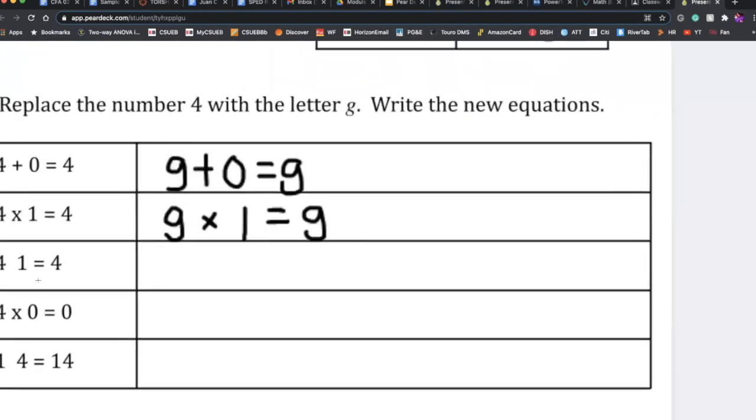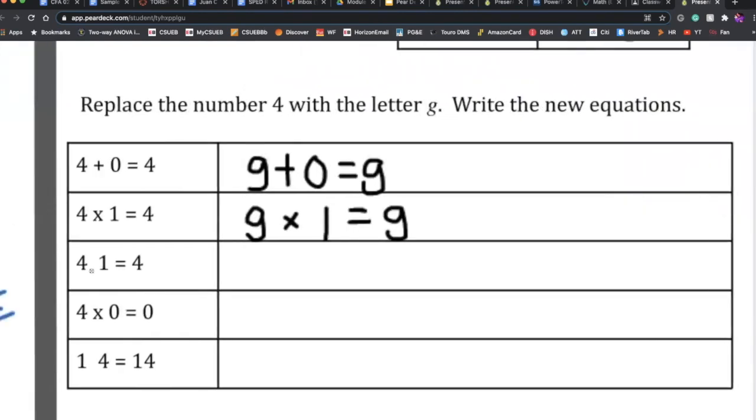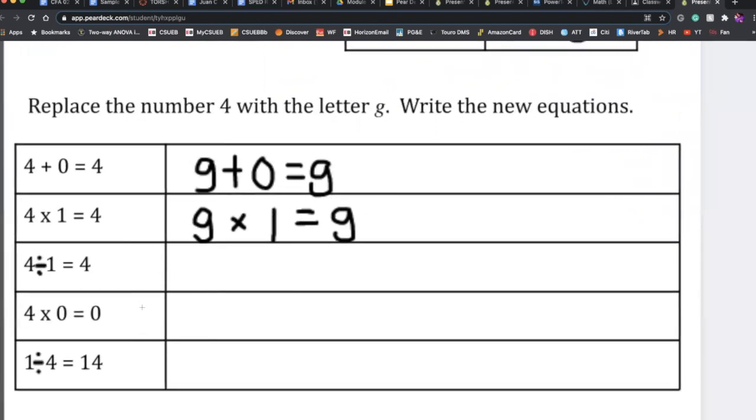Here on this next one, I'm going to put a division symbol in between. Let's do that for the bottom one too. Put a division symbol in between. Okay, 4 divided by 1 equals 4. I want to do that with G. What is my new equation going to say if I'm replacing 4 with G? Yep, thank you, Yasmin. Thank you, Jordy. Thank you, Jimena. It's G divided by 1, so G divided by 1 equals G.